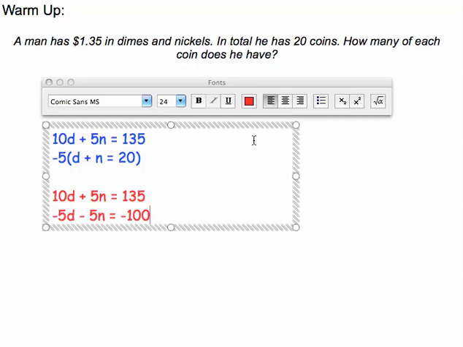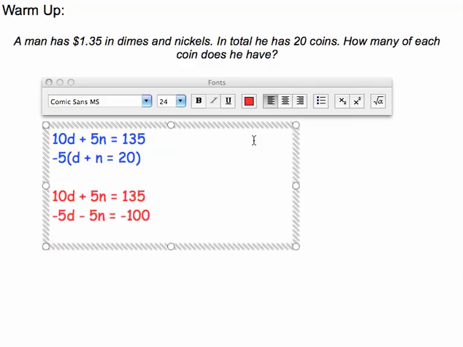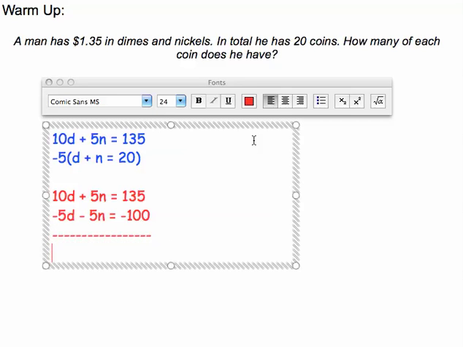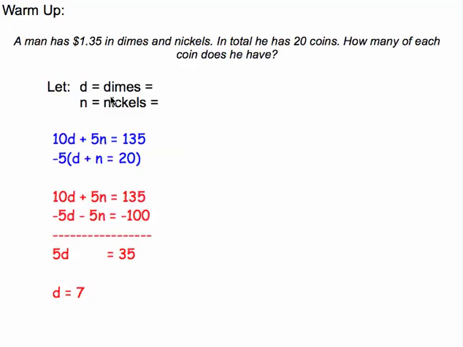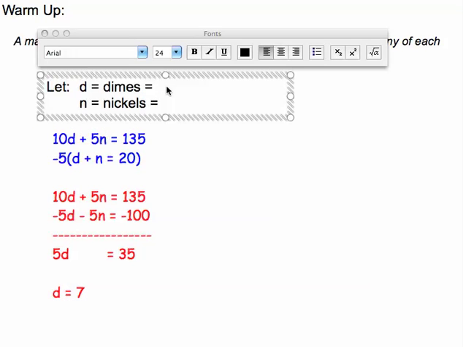Now, I combine the two equations together, and when I add them together, I get 10D plus -5D, so that's going to be 5D. The N's add to 0, and 135 plus -100 is 35. And when I divide both sides by 5, I get D equals 7. So I've solved for D, and the answer is 7.